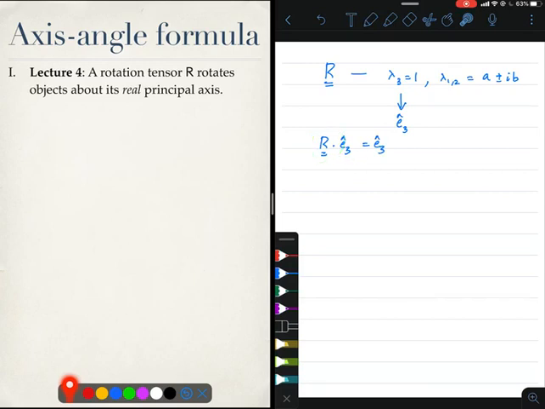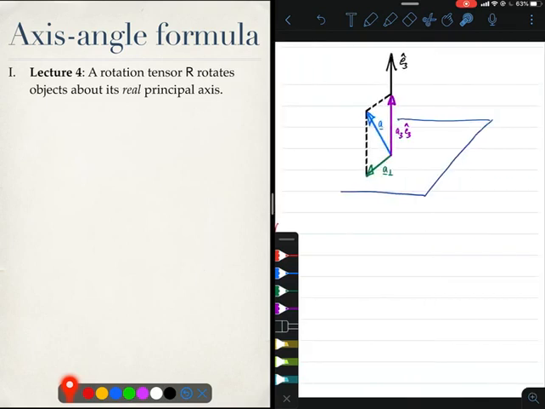And then from this we were able to understand a lot about what R does in terms of its action on objects, which I will now remind you through this figure. So in this figure I have drawn E3, which is the real principal vector, the real principal axis. I have called it axis here, same as real principal vector. I could just as well have written this to be vector. Okay, and so that's E3, and here is any object, in this case a vector A.